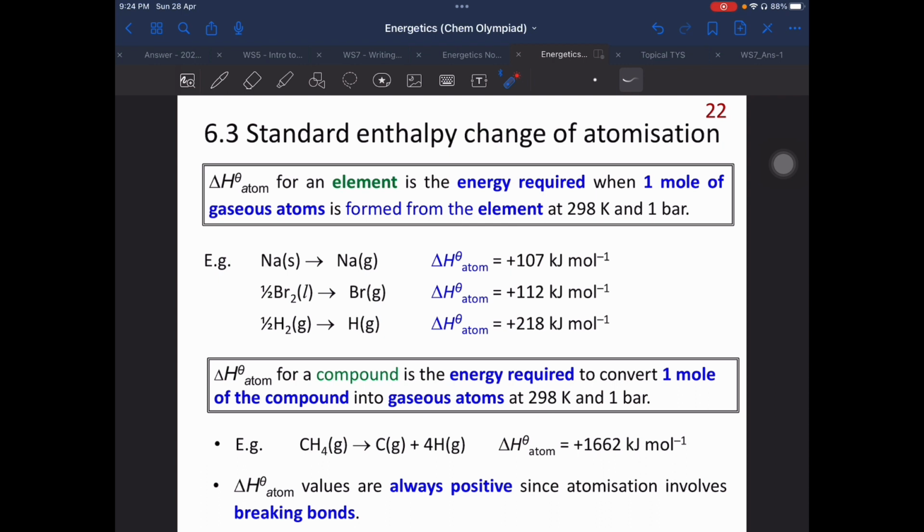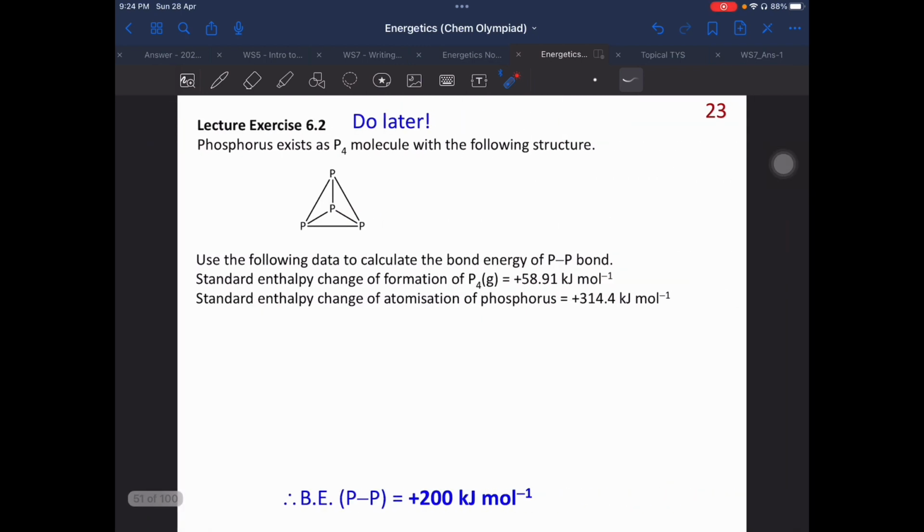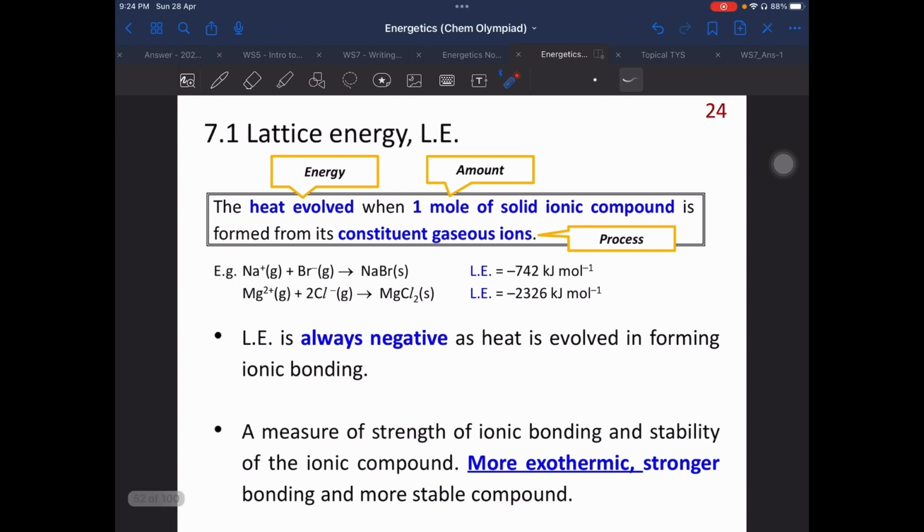Okay, so the next energy I want to talk about now is enthalpy change of atomization. Now, atomization just refers to the energy change required when you're forming one mole of gaseous atoms from the elements. I won't be going into too much detail over here. You can look through the notes yourself, and you can try out some of the questions using the slides too. Like what I mentioned at the start, I want to focus on lattice energy, ionization energy, as well as electron affinity. So let's first start with lattice energy.